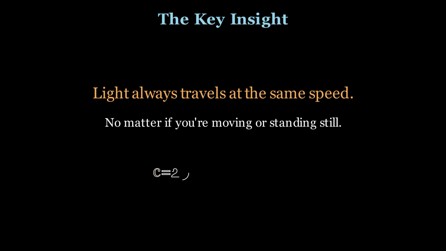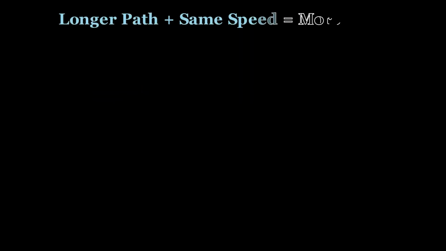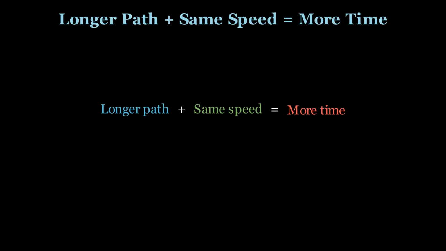Since Bob's photon travels a longer path at the same speed, it takes more time to complete each tick. This means Bob's clock runs slower than Alice's. Time itself is passing differently for them. This is time dilation. The formula is elegant and profound.